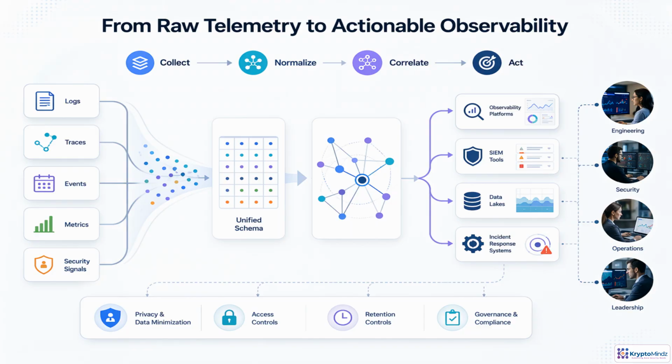All of these signals need a pipeline. Capture meaningful activity from the agent runtime: logs, traces, events, metrics, and security activity. Instrument orchestration, retrieval, tools, approvals, and outputs in a consistent way, so each event can be normalized into a shared schema. Once signals use common fields, they can be correlated across sessions, users, tools, and incidents. From there, telemetry can feed dashboards, SIEM workflows, data lakes, and response systems.